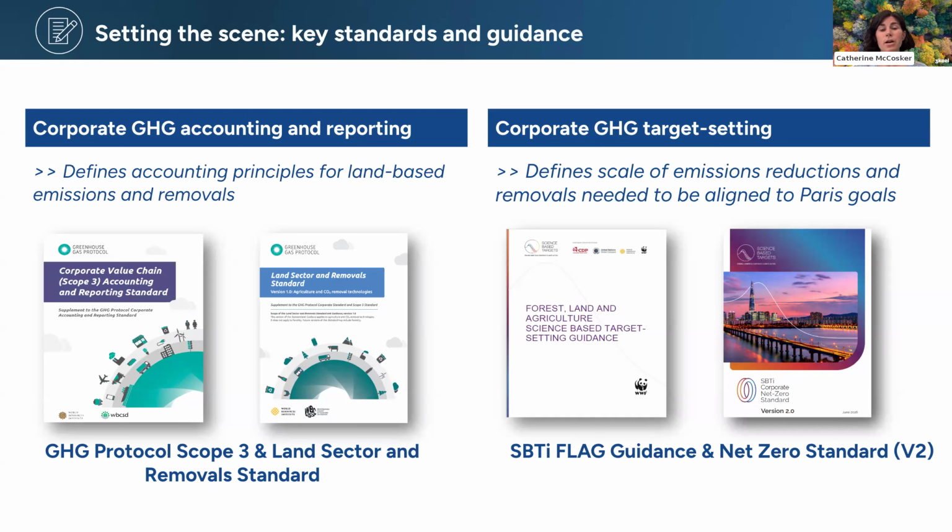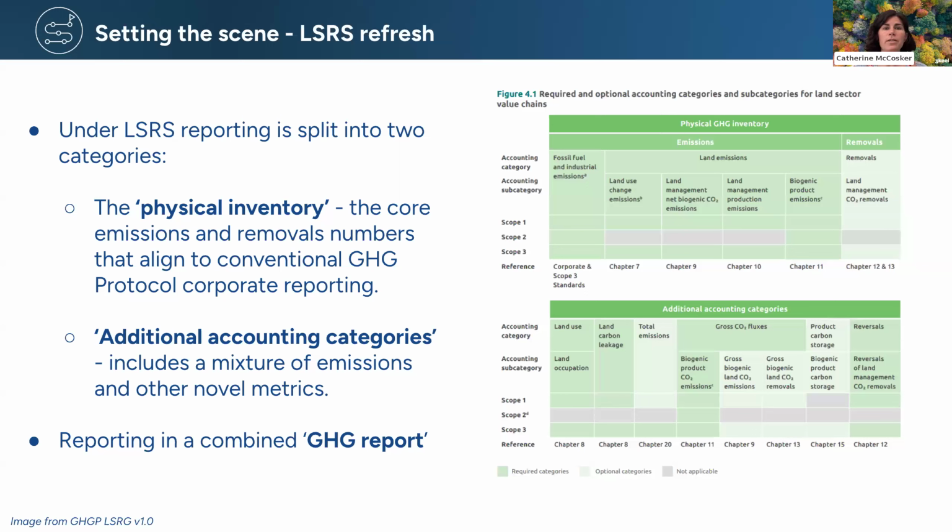And then you have the Science Based Targets initiative, which defines corporate greenhouse gas target setting and defines the scale of emissions reductions and removals that are needed to be aligned with Paris goals. And they rely on each other. The SBTi largely defers to the GHGP for detailed accounting guidance, but they are meant to be in alignment and complementary to each other.